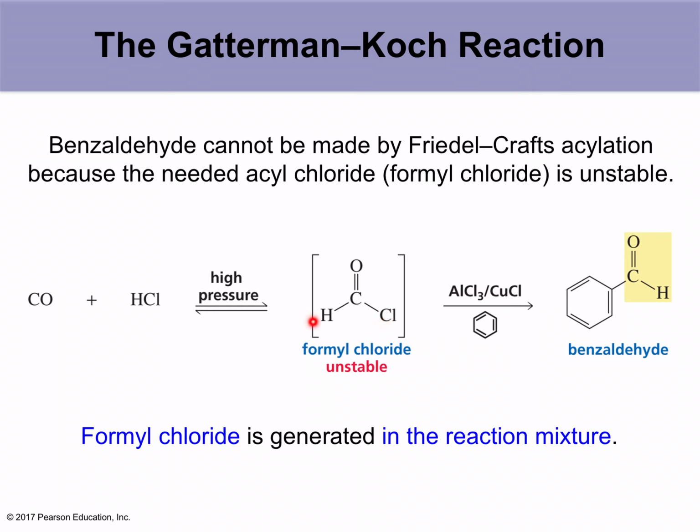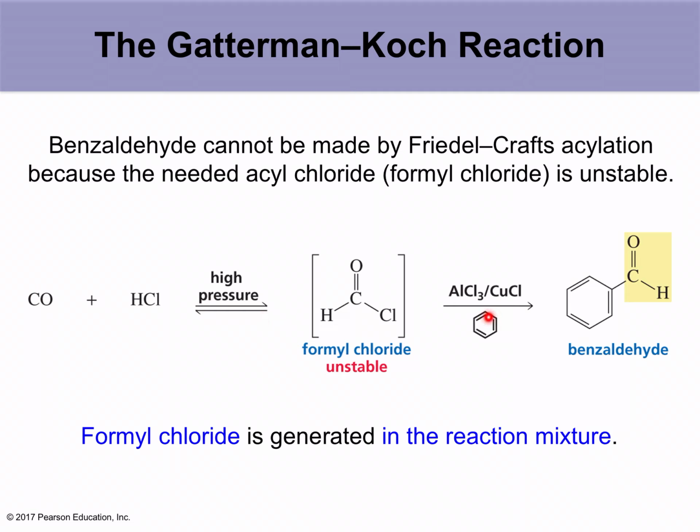Now you can have acetyl chloride, having CH3 here, but with one carbon. This is formyl chloride. Remember, if you have an OH group here, that would be your formic acid with one carbon. So this is formyl chloride, which is unstable. So what we're going to do is make the formyl chloride in the reaction mixture. We call it an in situ formation of the reagent. With carbon monoxide and hydrochloric acid under very high pressure, we can form the formyl chloride.